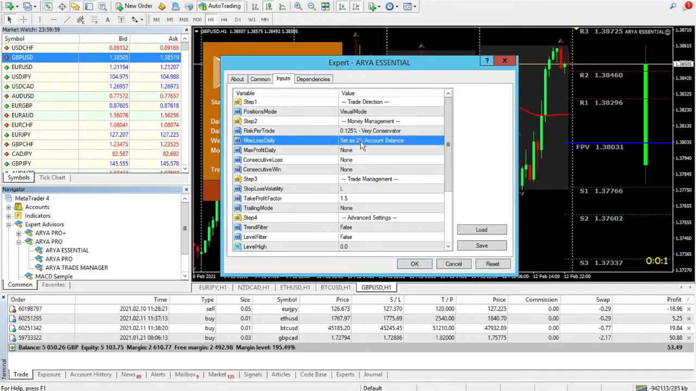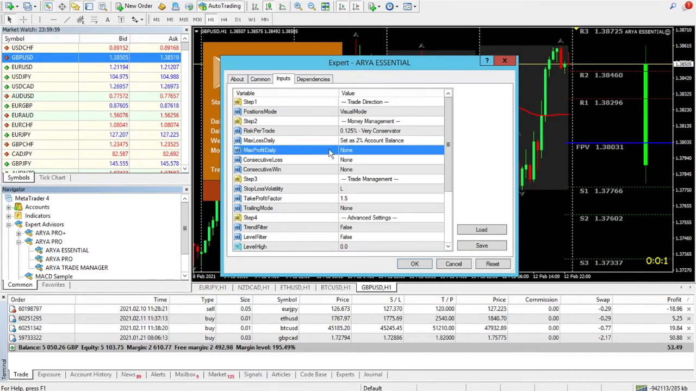Next we come on to max loss daily. This is the maximum amount that you can lose of your account balance in one day. Now this applies to all assets combined where Arya is activated. It's permanently at 2% and you cannot change it. Arya will stop trading when you've lost 2% of your capital in one day.